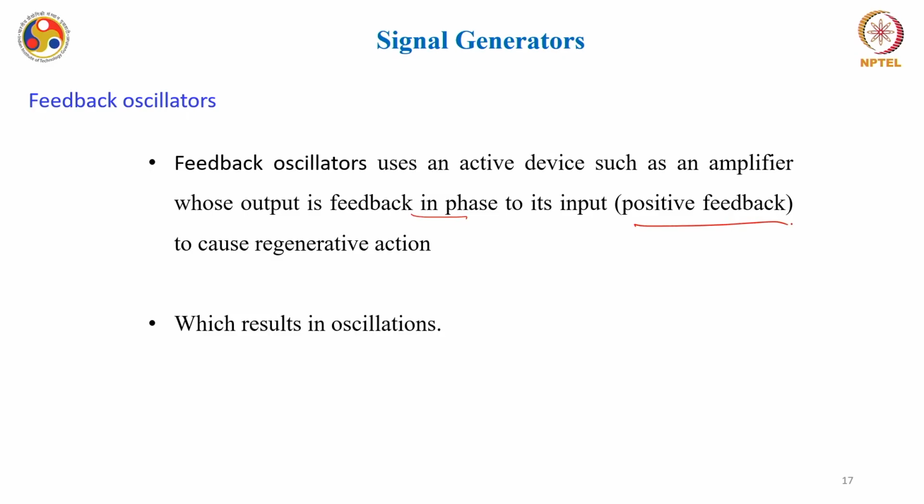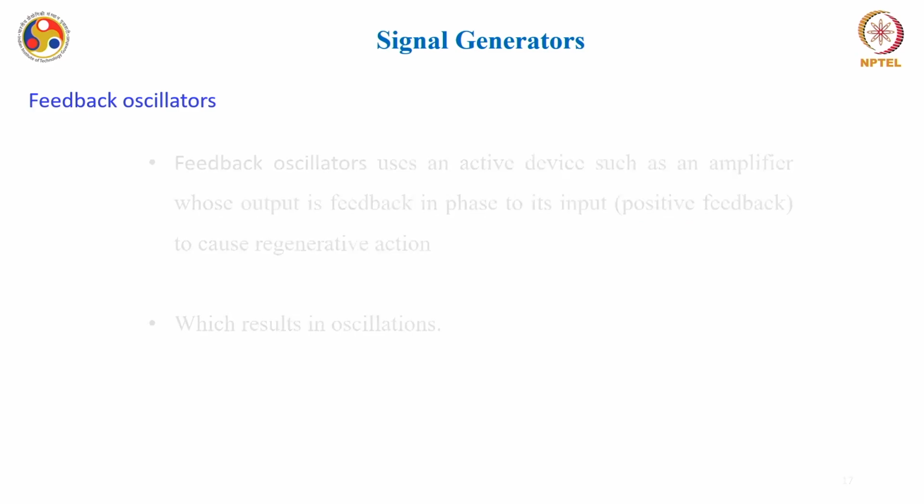In the case of operational amplifiers, we have seen feedback in more detail. So the feedback oscillator uses an active device, for example an op amp itself, whose output is fed into its input in phase with the input, or it is a positive feedback, which basically causes a regenerative action. And when you have this kind of feedback, it produces oscillations.